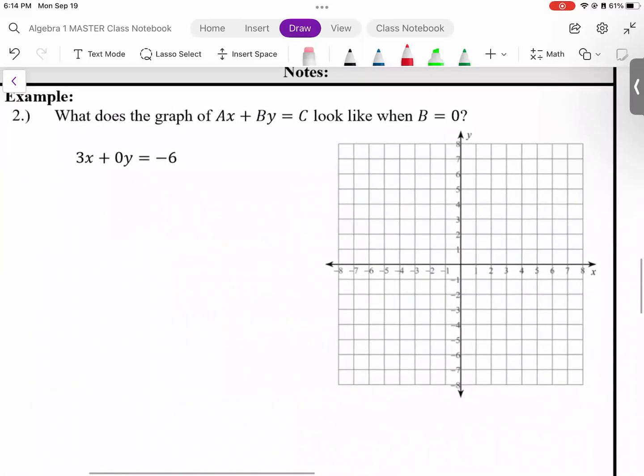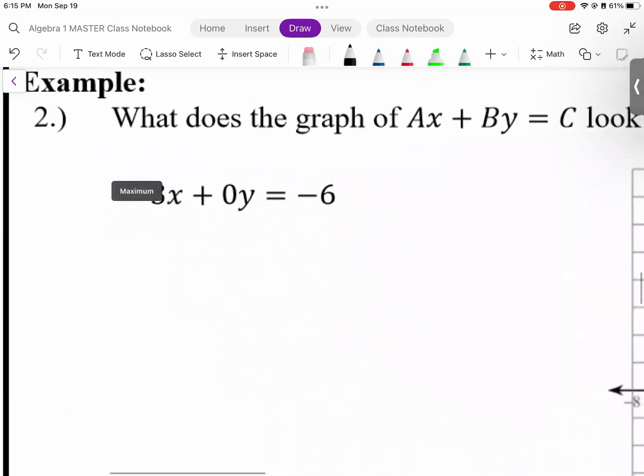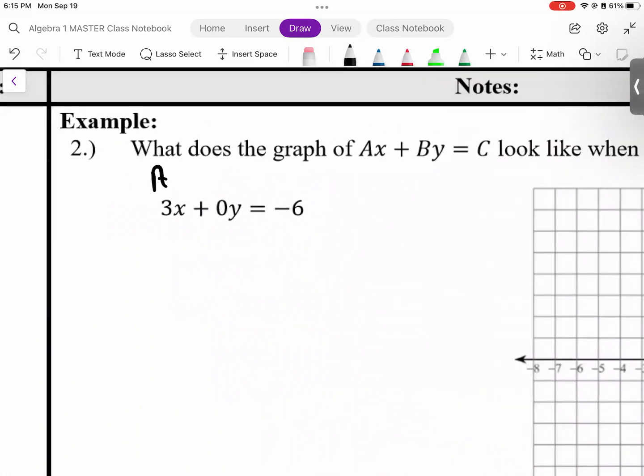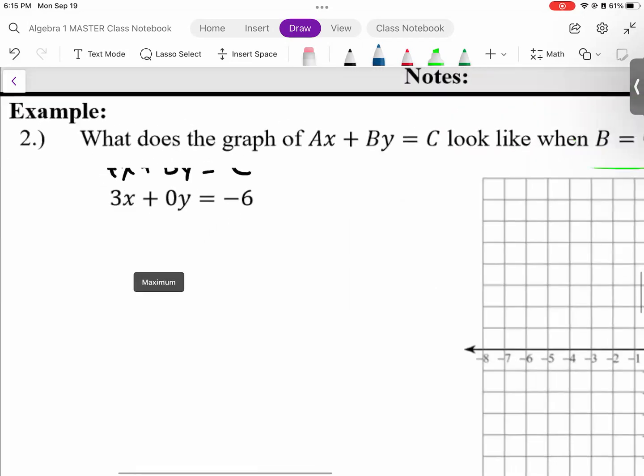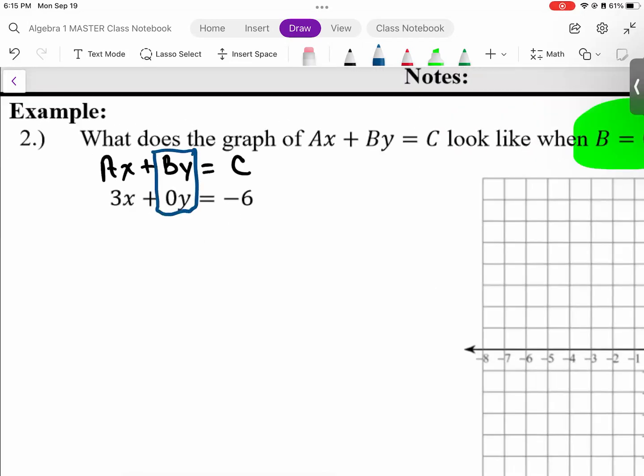So we're going to look into the effects when b is equal to 0. So again, this is in standard form. So this is Ax plus By is equal to C. But in this case, our b value is going to be 0, which means that this value is gone. Well, let's see what happens. We're going to be left with 3x is equal to -6.